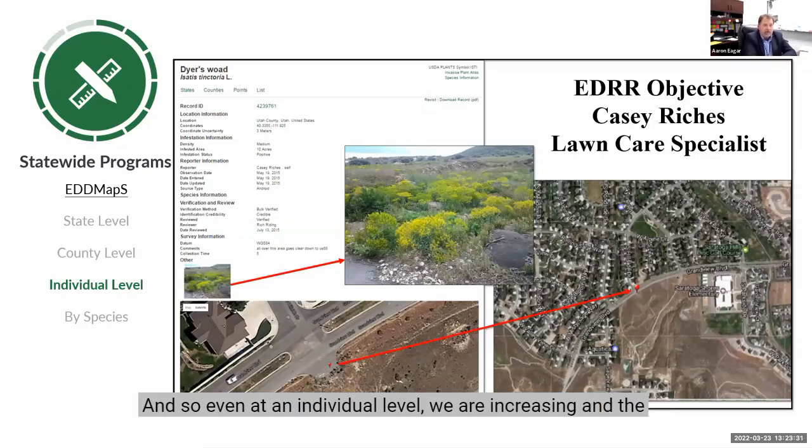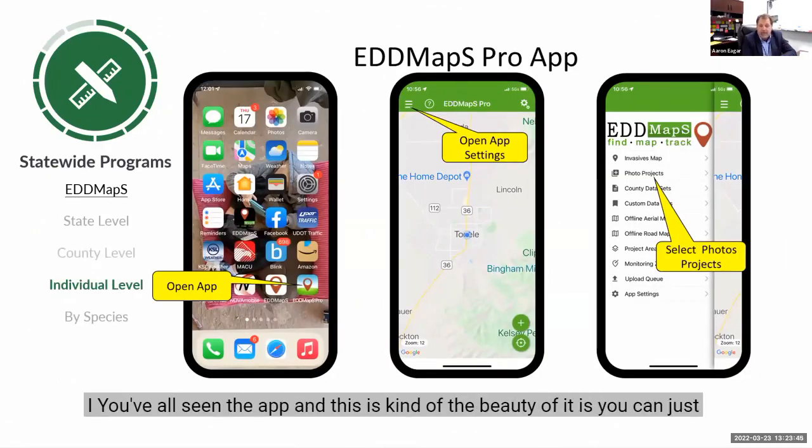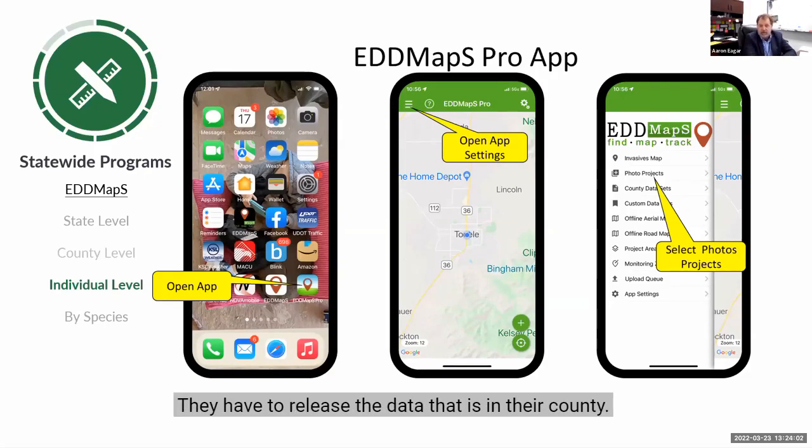And so even at an individual level, we're increasing, and the more data you can get and the more accurate the data, the easier it is for the state to make its decisions on funding. I'm not going to go too much into it. You've all seen the app, and this is the beauty of it: you can take this information on an app, whether you're a county, an individual, or a state agency, and collect data and have it verified by each one of the counties. In the state of Utah, each county supervisor is the verifier. They have to release the data that is in their county. They own that data when it comes in.